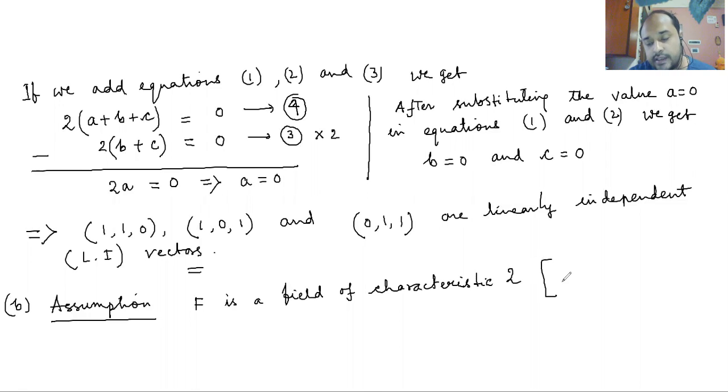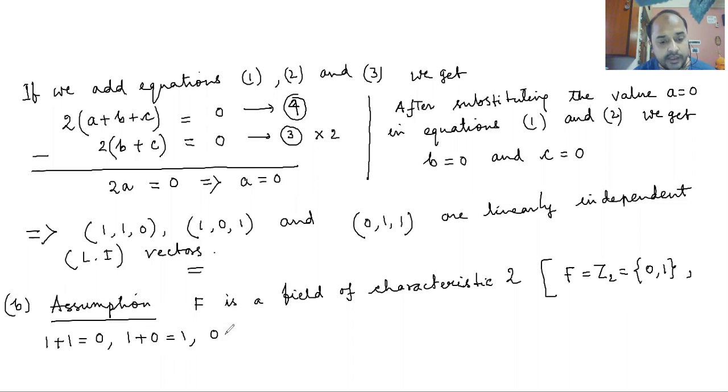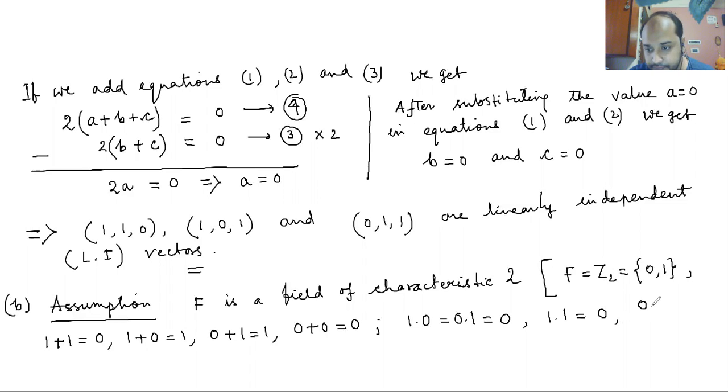And we already know that such an F can be represented by Z2, where Z2 has two elements, 0 and 1. So {0, 1} is a field with respect to the operations. I'm again writing it: 1 plus 1 equals 0, 1 plus 0 equals 1, 0 plus 1 equals 1, and 0 plus 0 equals 0. And with respect to the multiplication operation, we have these operations. So with respect to these operations, F is a field of characteristic 2.